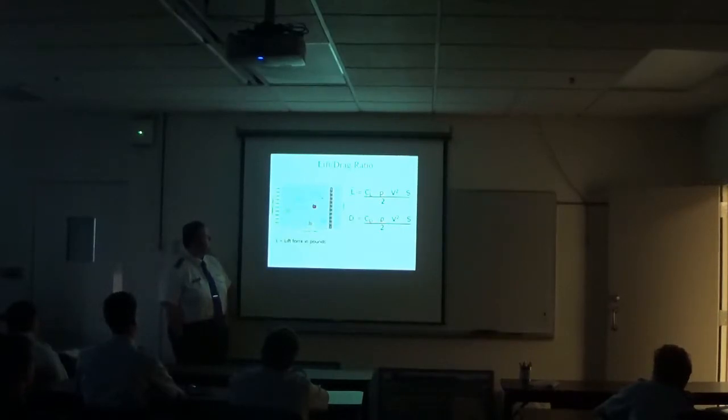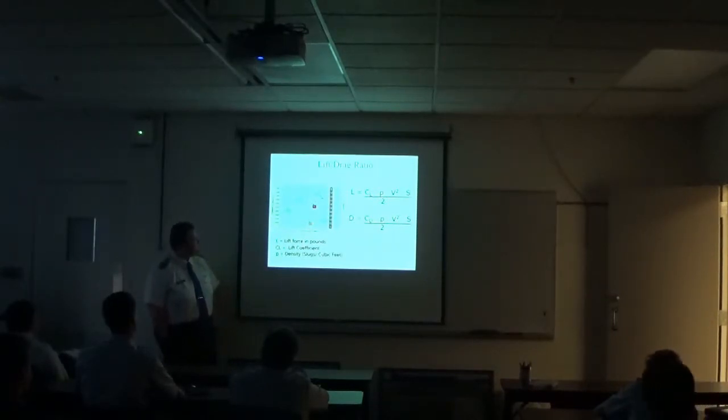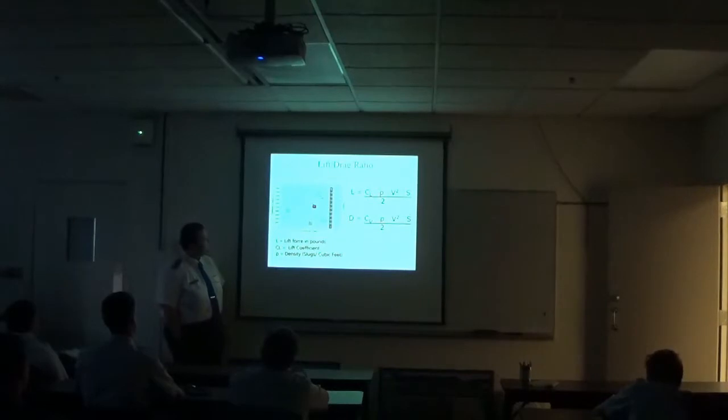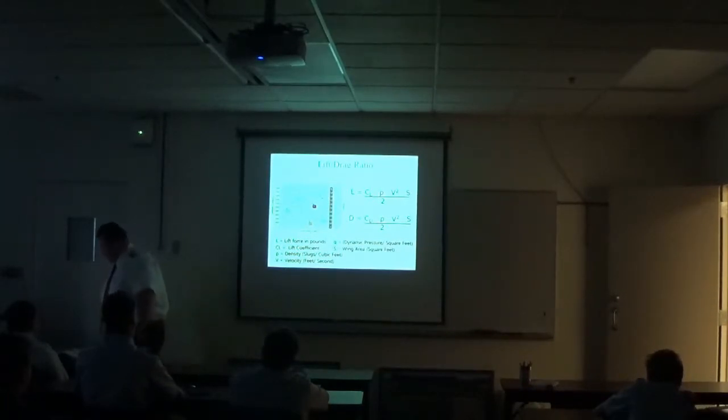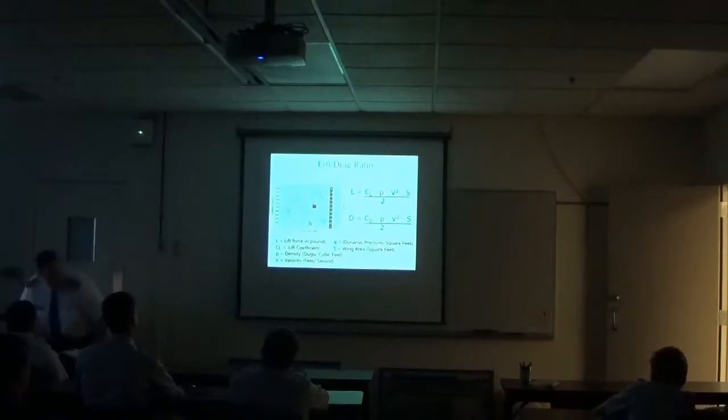L is the lift force in pounds. CL is the lift coefficient. ρ is density expressed in slugs per cubic feet. V is velocity in feet per second. Q is dynamic pressure per square feet. And S is the wing area in square feet. Remember, this is on the test.